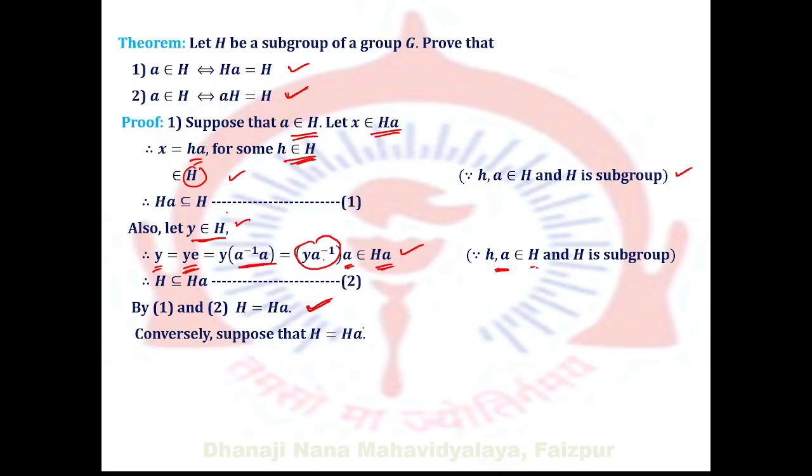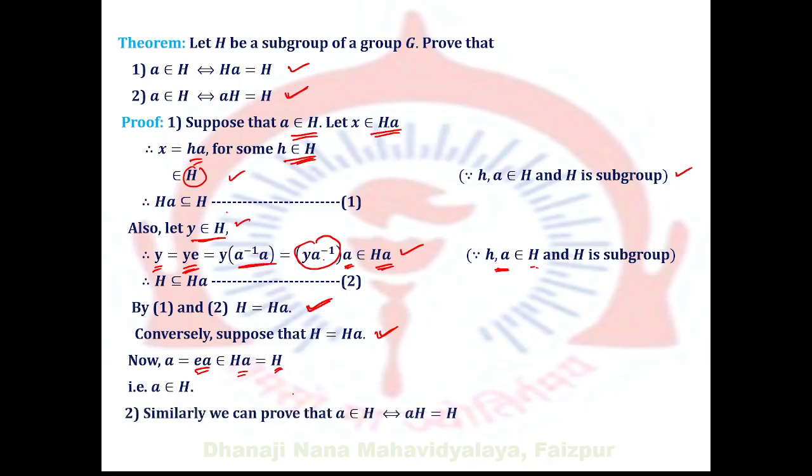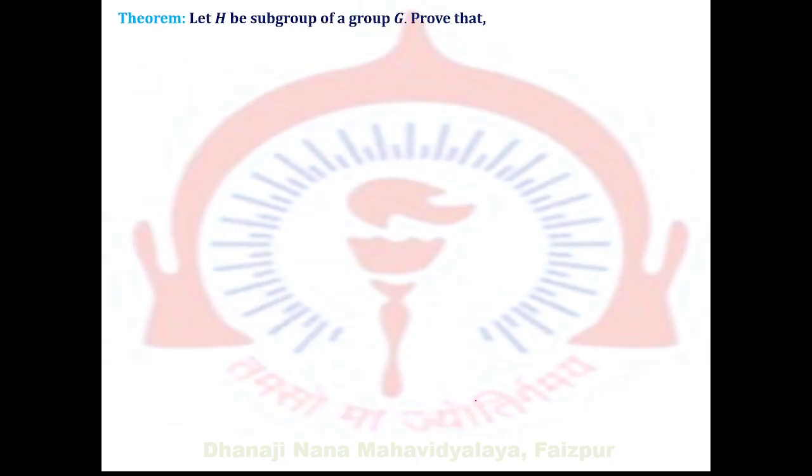Now conversely, suppose that H is equal to HA. So whenever H is equal to HA, we have to show A belongs to H. So A is equal to EA belongs to HA, that is equal to H. So thus here A is an element of H. Just simple. Similarly, we can prove that A belongs to H if and only if left coset AH is equal to H.